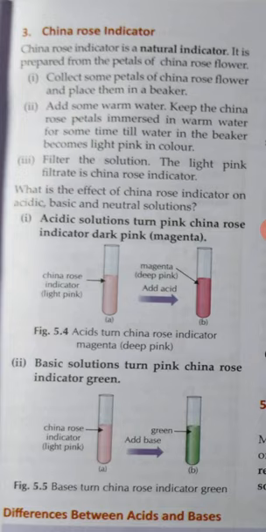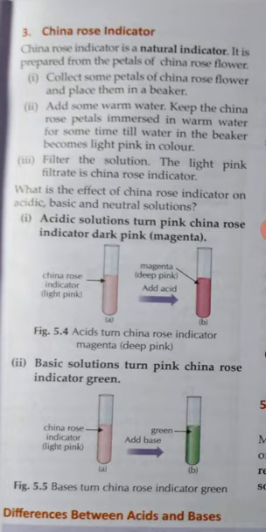So this China rose indicator, in acidic solution, becomes dark pink in color. If we put this China rose indicator, or the juice extract of this China rose, into an acidic solution, then it will become dark pink in color. But in basic solution it will turn green in color. So this is the difference. By knowing the change in color, we can indicate whether a medium is acidic or basic.